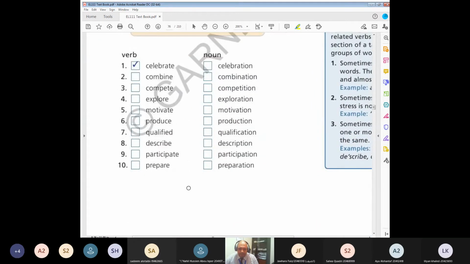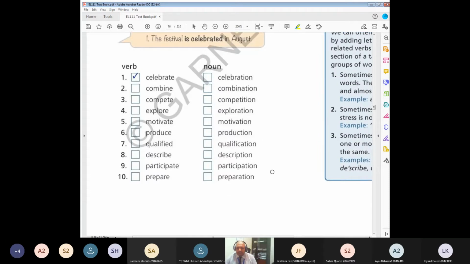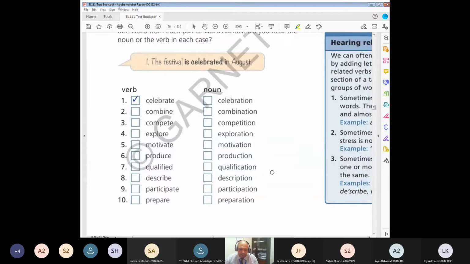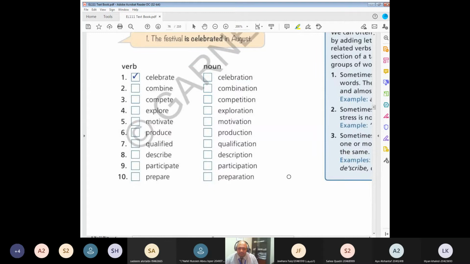And we have examples. So you have celebrate, and from celebrate you would have celebration, for example, right? From combine you would have combination. Can we do that? So how about compete? From compete you would have competition. You know what it is to compete when two teams, for example, compete over something. When two students compete over an answer, you would like to answer first and the other one also wants to answer. Explore, exploration. Motivate. What is to motivate?